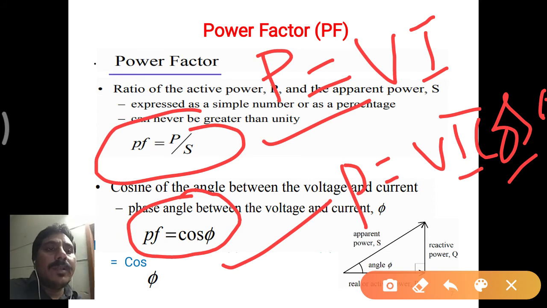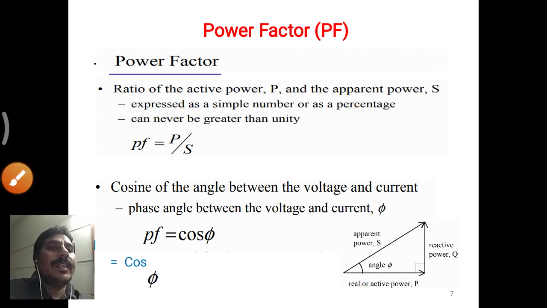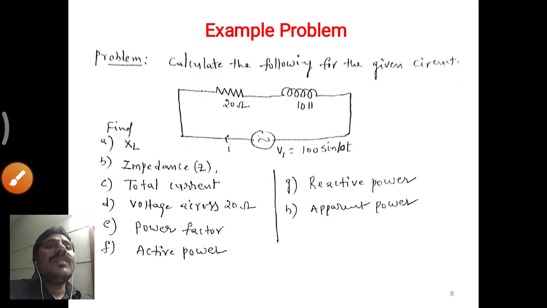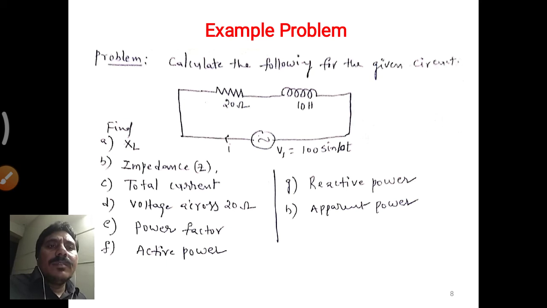Simply, power factor is equal to cos theta. And now I want to give a small example for that total discussion. So now I want to calculate the various quantities from this problem. Calculate the following for the given circuit.